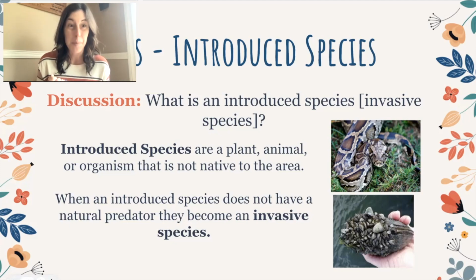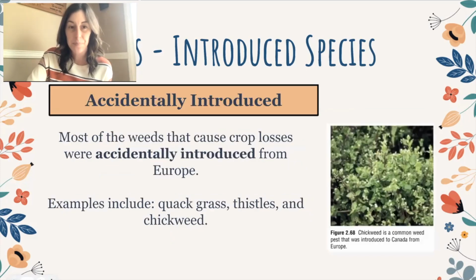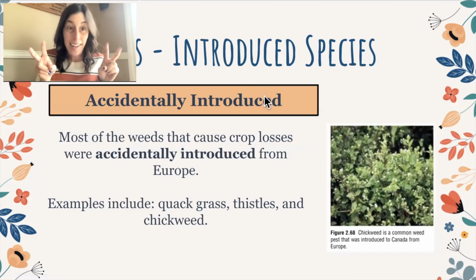But an introduced species can become a form of pest when it becomes invasive. Takes over habitats, takes over the food, eats the crops, eats the flowers, eats the plants, etc. So real quick, we're just going to talk about a couple of things that were accidentally introduced and then things that were purposely introduced. So accidentally, whoops, most of the weeds that cause crop losses were accidentally introduced from Europe.